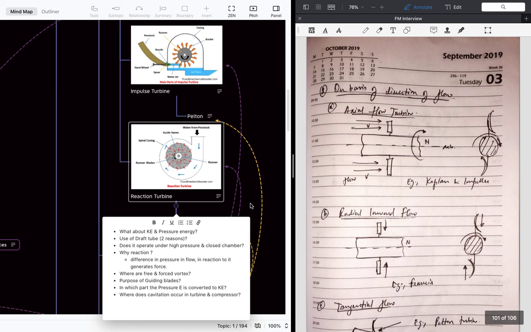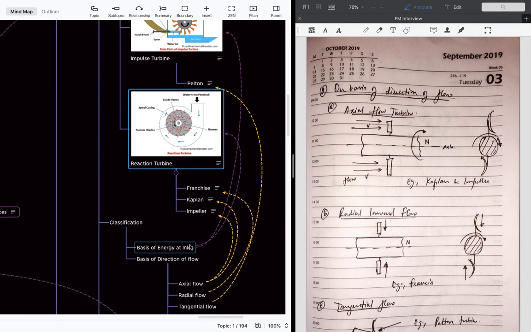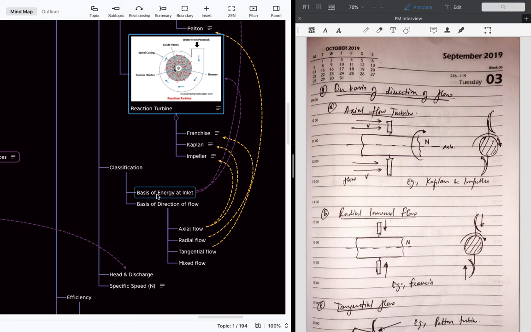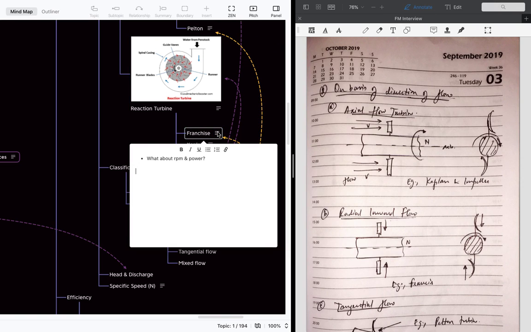And next is the classification. As I said, again the classification can be based on the direction of fluid. So let's see, what about the RPM and the power? We'll see that.